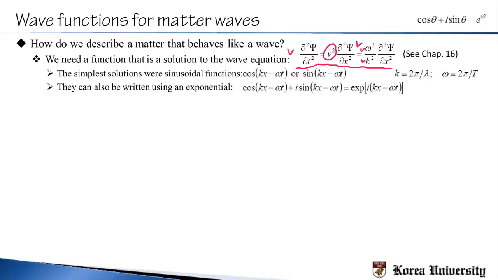Okay, and then these are the definitions of the angular frequency and the wave number. And then we learned that the simplest solution to this wave equation could be written using the cosine function or sine function. And you can see these two represent traveling waves, because from this k and omega, you can get the velocity, which is of course omega divided by k.